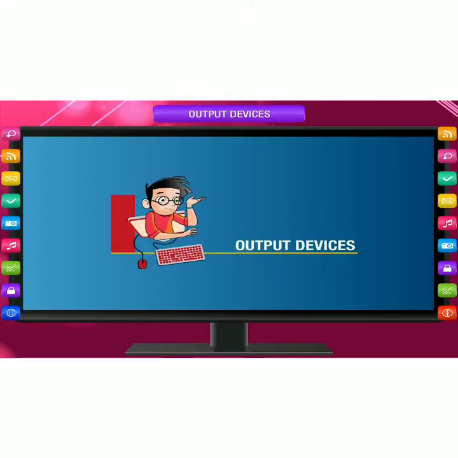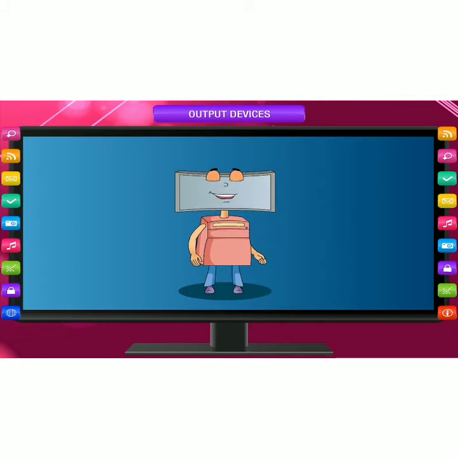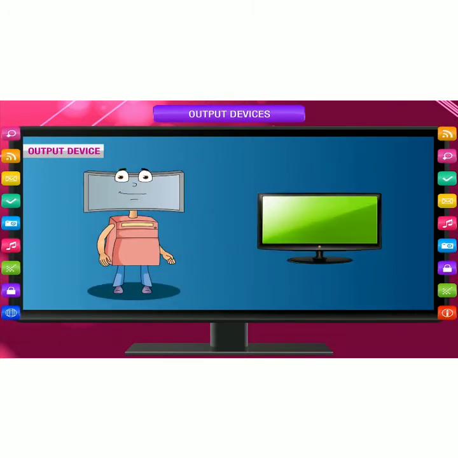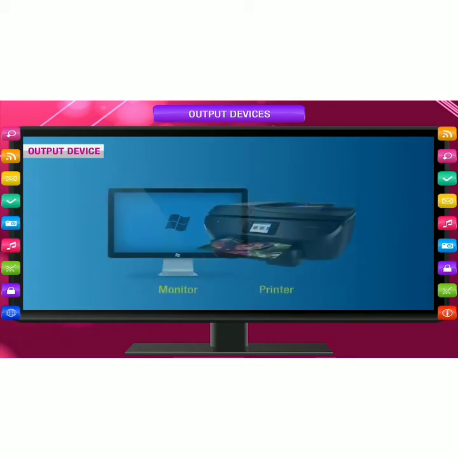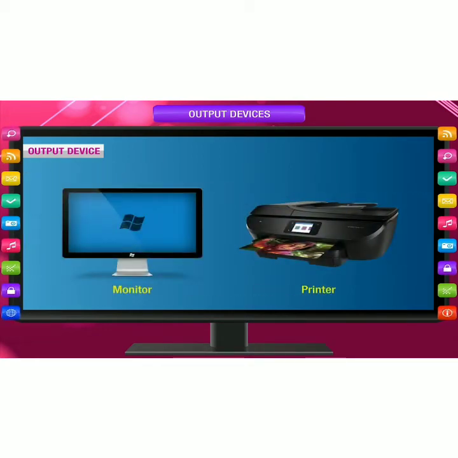Next one, output devices. A computer talks to us through output devices. Output devices are those devices which are used to display the information or the result. All of you have studied about output devices in the previous classes, so we will discuss it in detail here. Normally, the result is displayed on the monitor, so this is the main output device. And that result can also be printed on paper using a printer.